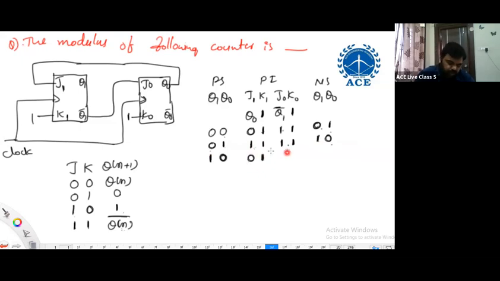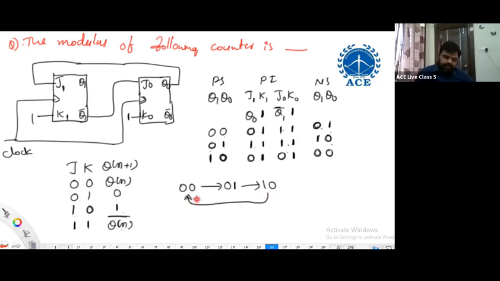K1 is 1. Q1 bar, 1 bar is 0. K0 is 1. Then what do we get here? J1, K1, 0, 1. Next is 0. J0, K0 is 0, 1. Next is 0. Then again back to 0. So what states is it going through? 0, 0, 0, 1, next 1, 0. Again back to 0, 0.